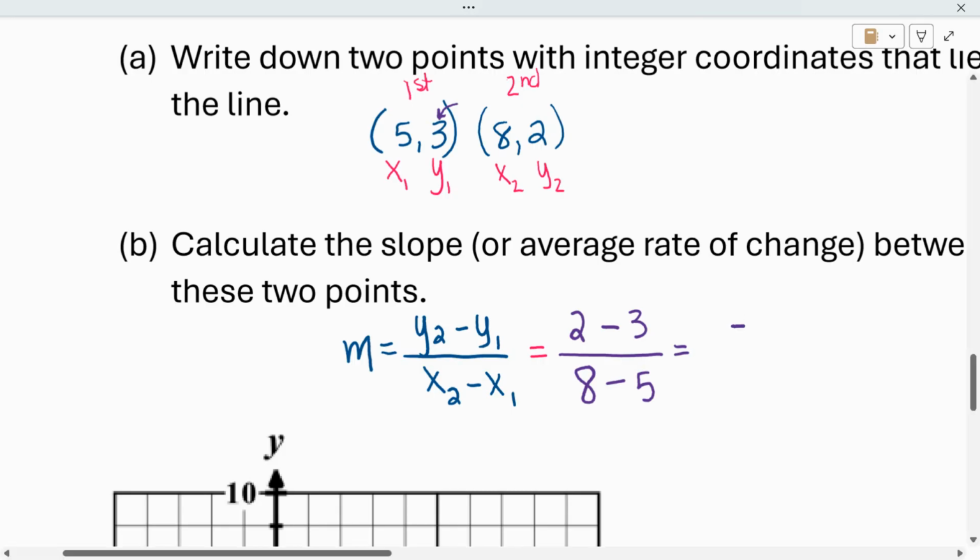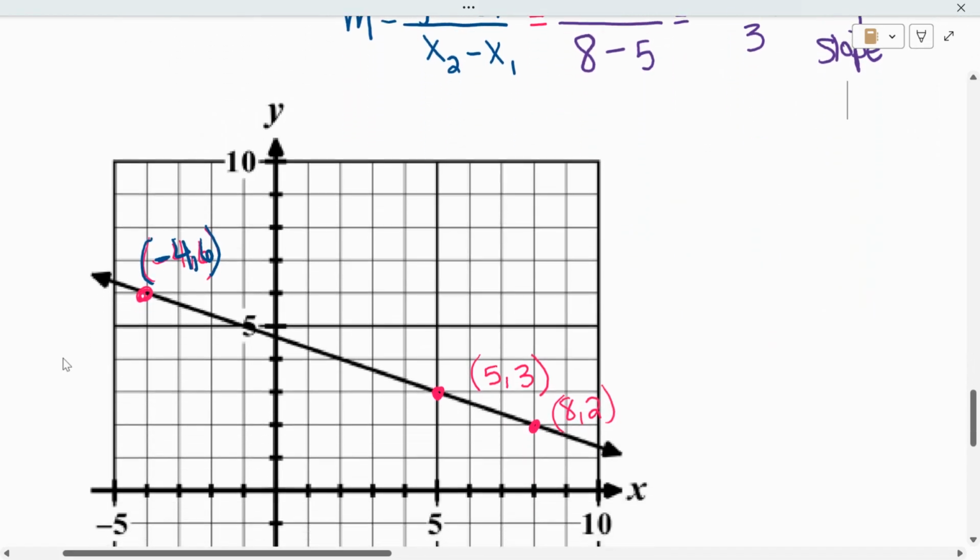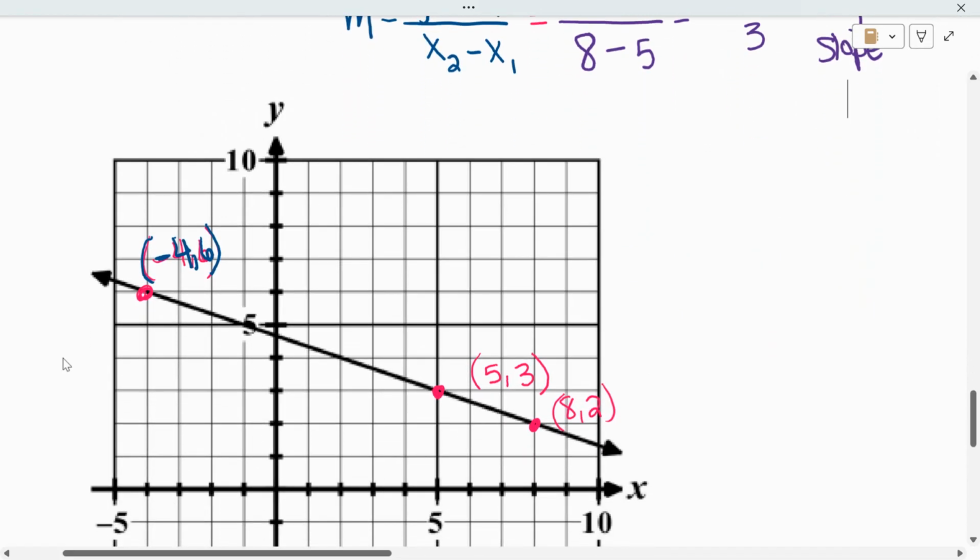2 minus 3 is -1. And what is 8 minus 5? It's 3. Okay, so this means that I have negative slope. That's what this is saying. So the first thing I'm going to do is look at my graph and make sure that I have negative slope. It's just a good visual. Does my graph have negative slope?